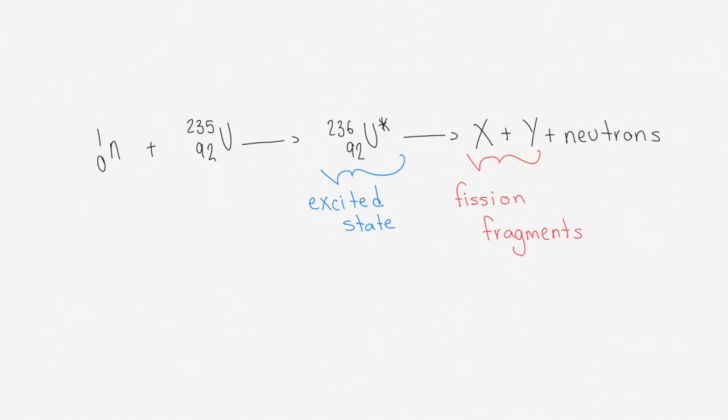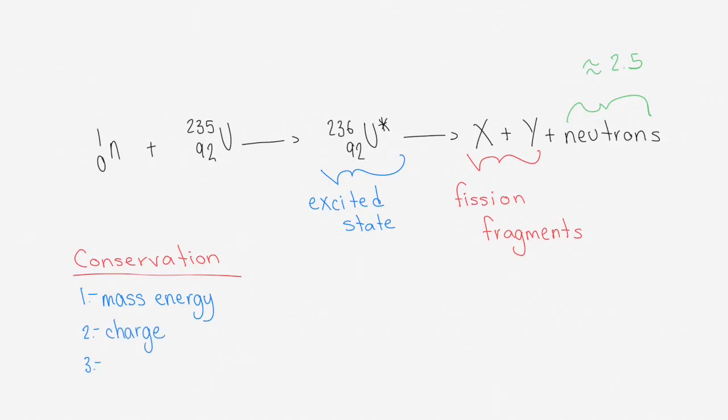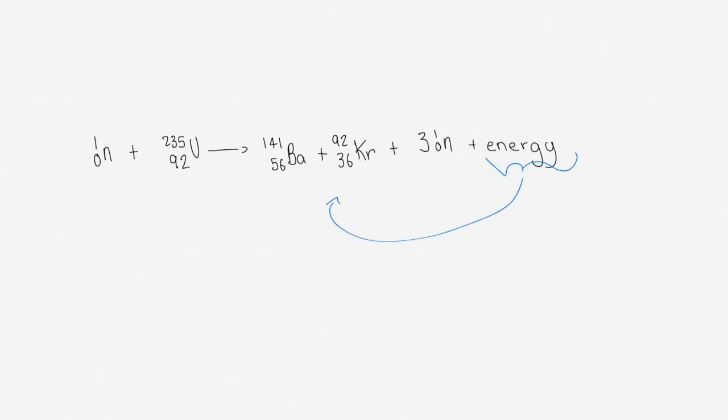There are many combinations of X and Y that satisfy the requirements of conservation of mass-energy, charge, and nuclear number. On average, about 2.5 neutrons are released per event. A typical reaction of this type is the following. One neutron combining with uranium-235 gives as a result the isotope barium-141 and the isotope krypton-92 plus 3 neutrons. Of the 200 megaelectronvolts or so released in this reaction, most goes into the kinetic energy of the heavy fragments barium and krypton.